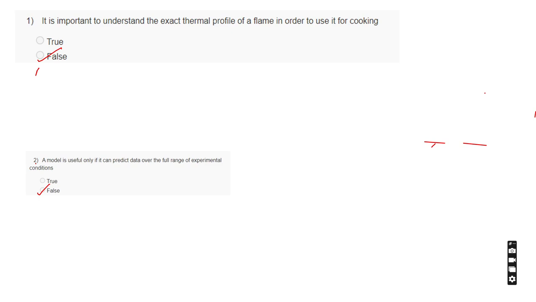I can't get it, ma'am. Do we need to know about the thermal expansion in cooking, ma'am? How? Ma'am, because the different parts of the flame vary in temperature, ma'am, and of course it helps in controlling heat distribution also. Yeah, I understood. It also prevents burning and undercooking food, ma'am. For the best dish, we need to know the exact thermal profile of the flame, no, ma'am. Okay, in that sense, the answer will be true. Yeah, ma'am. Okay.